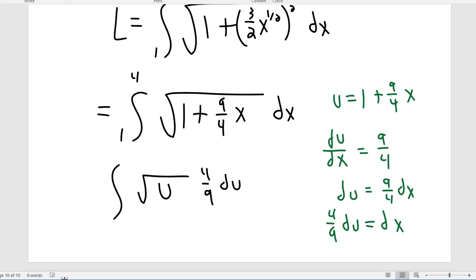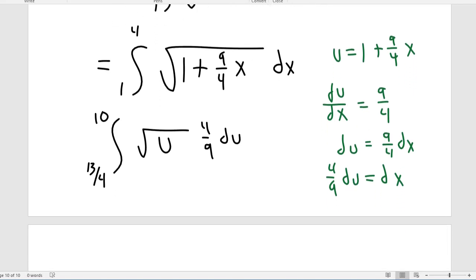Okay. Now we could, if we wanted to, convert the limits of integration. So if x is equal to 1, what's my u? I'd have 1 plus 9/4 times 1, so 4/4 plus 9/4, which is 13/4. So there's my lower u limit of integration. And then if x is 4, the 4's cancel, and I get 1 plus 9, which is 10. So there are my u limits of integration.